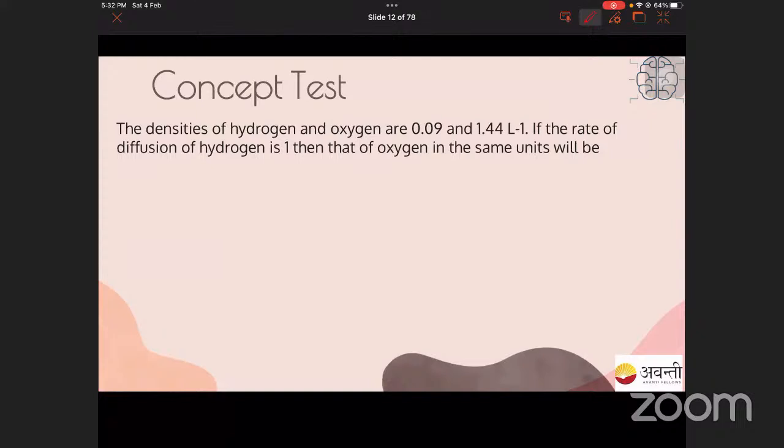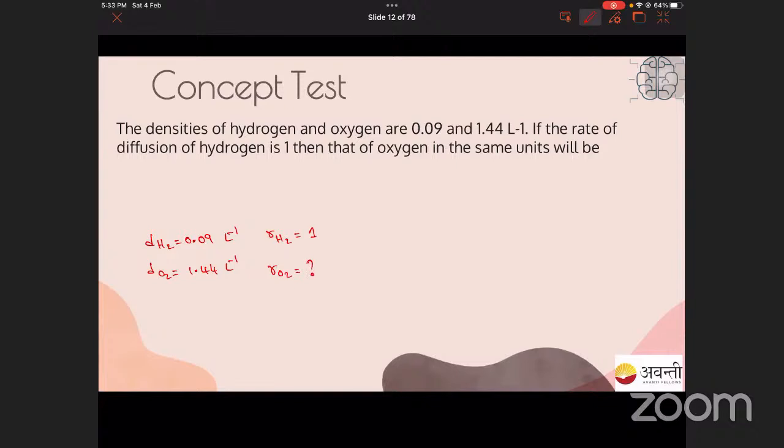Just try to understand the concept and apply it here. First, write what is given in the question. Density of hydrogen is given as 0.09 g per liter, and density of oxygen gas is given as 1.44 g per liter, right? Now he is asking: rate of diffusion of hydrogen is given, that is r of H2 is given as 1. Rate of diffusion is represented with small r. Rate of oxygen in the same units. He's asking the rate of oxygen.